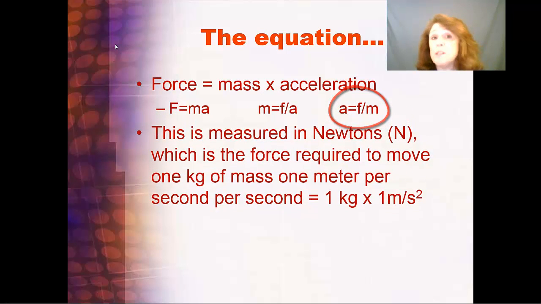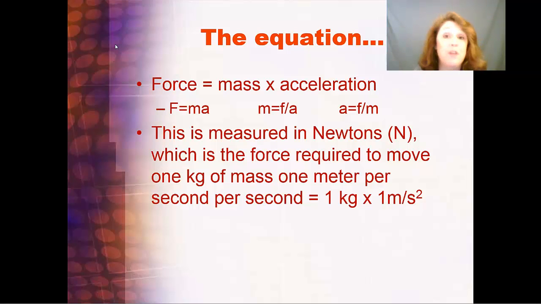Now, the force is measured in newtons. This is an actual unit of measurement, and it's represented by a capital N. It is the force required to move 1 kilogram of mass 1 meter per second each second, so it's meters per second squared. A newton is the amount of push you need to give something so that it moves a whole meter. You know what a meter stick looks like, right? So it moves a whole meter each second.